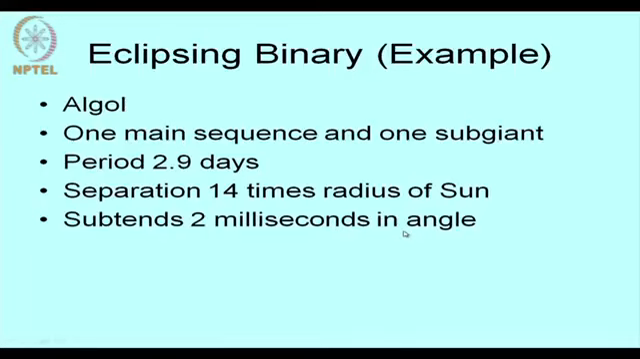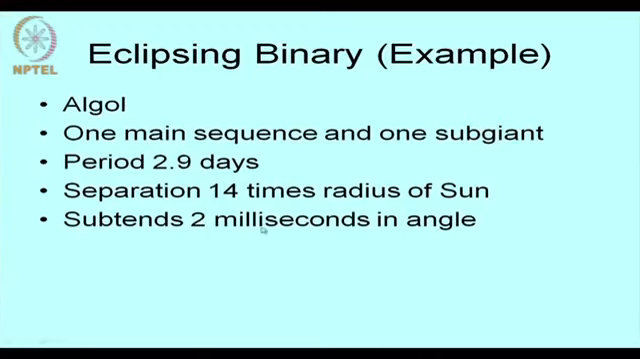So, in the usual traditional imaging, you will not be able to make out that there are two stars in the sky, but if you use high resolution imaging like interferometry or adaptive optics, you can make out this 2 milliarcsecond separation in the sky, and you can distinguish and make out the fact that there are two stars.